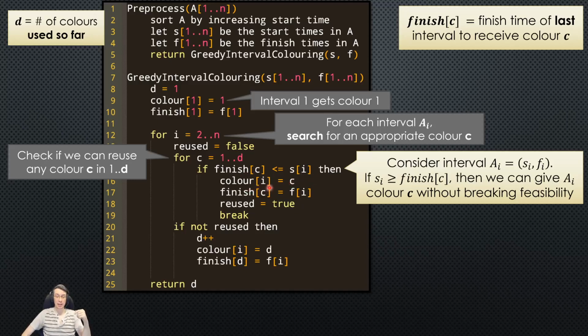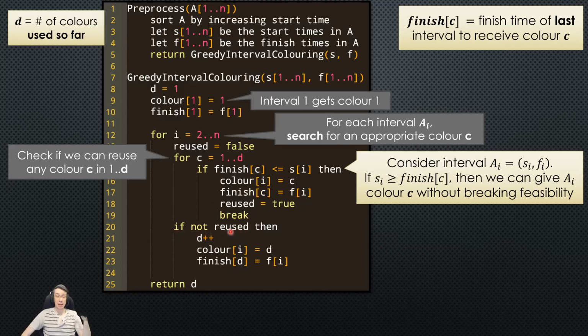We set the color for our interval to C, and we set the finish time for that color to our finish time. Because now we can't reuse that color until our interval, which uses that color, finishes. So we're going to be the new interval that is the last one to use that color. And we set this flag that says we did manage to reuse a color, and we break out of this for loop. So now we jump to this if statement.